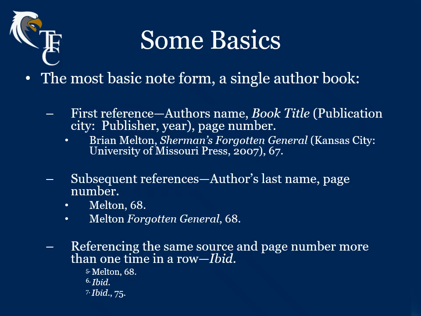The very first time you use a source in a paper, you need to provide all of the pertinent information in the note. So we give the author's full name, first name and then last name, the book's title in italics, then in parentheses you give the book's city of publication, publisher and publication date, followed by the page or location number where you saw the specific information or quote.